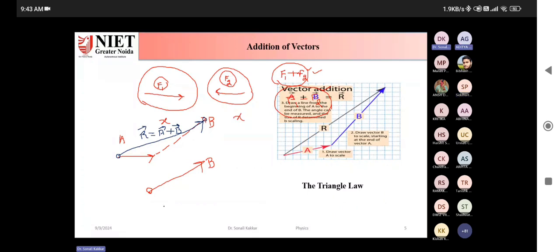So I'll repeat the steps. Place the tail of one vector on the head of another vector. The resultant will be from the tail of the first vector to the head of the second vector. What is the second rule of vector addition? Parallelogram. Yes, so this is the parallelogram law.